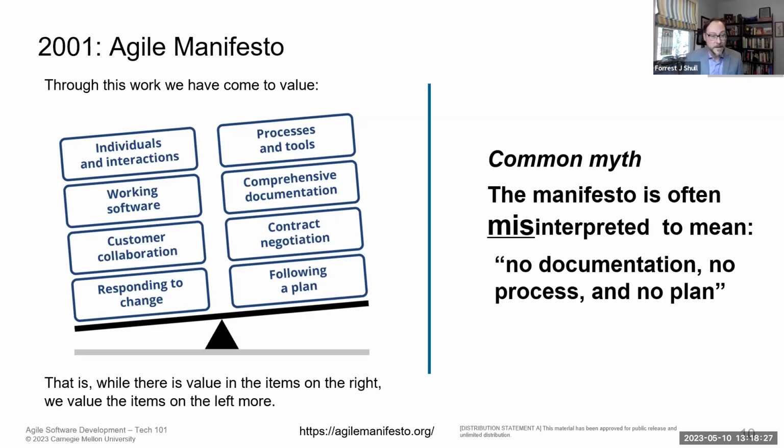And we'll come back to this as I go through some of the later slides, but one thing I'd like to point out is that sometimes this is misinterpreted as a way to say that the things on the right have no value whatsoever. You know, we don't care about processes at all. We don't care about documentation at all, et cetera. And that's not true. That's not what the Agile Manifesto was meant to say.